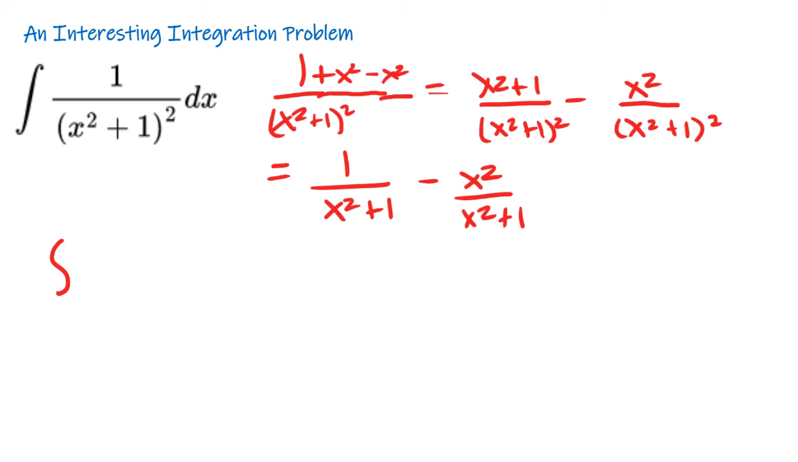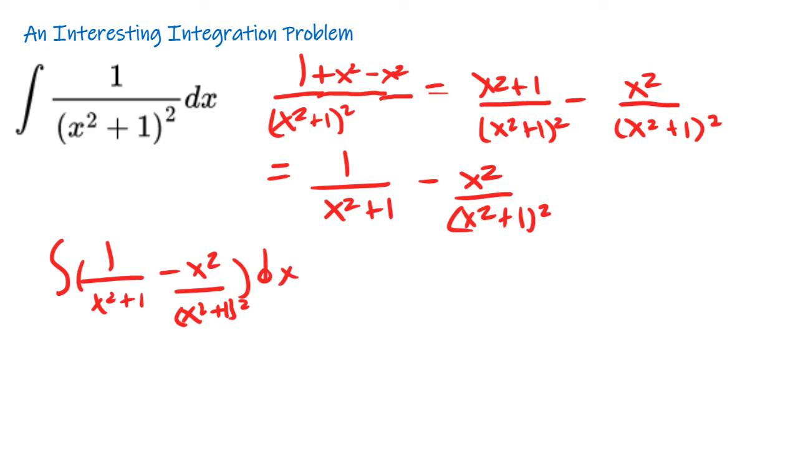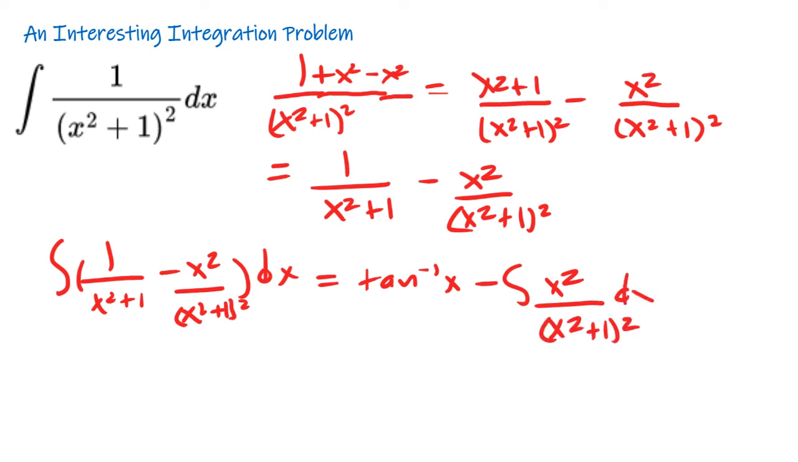We have the integral of 1 over x squared plus 1, minus x squared over (x squared plus 1), and yes, that should be squared, so we'll have that squared right there, and we'll put dx. I know that the first one is arctangent, the inverse tangent of x, minus the integral of x squared divided by (x squared plus 1) to the second power dx.